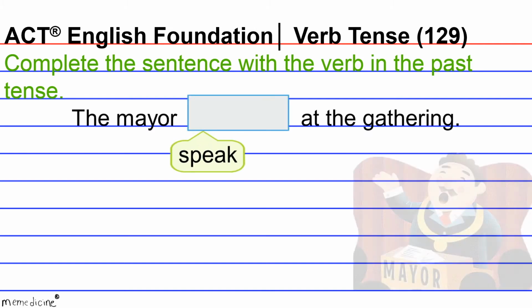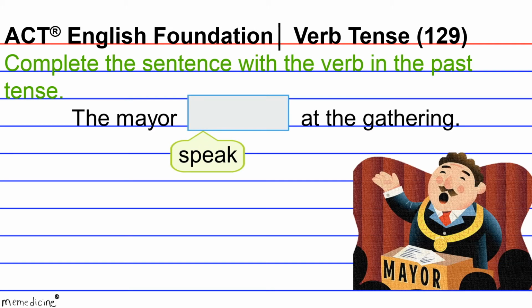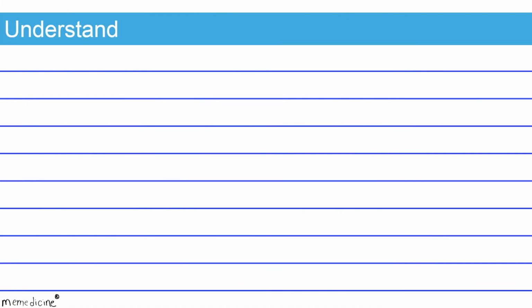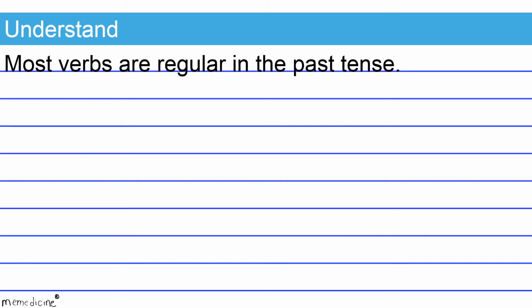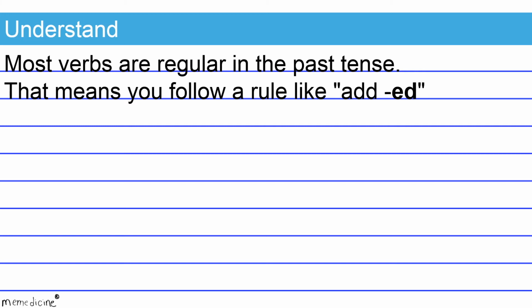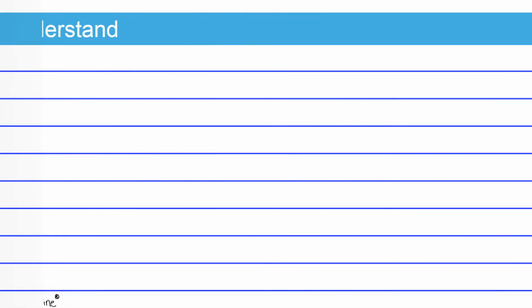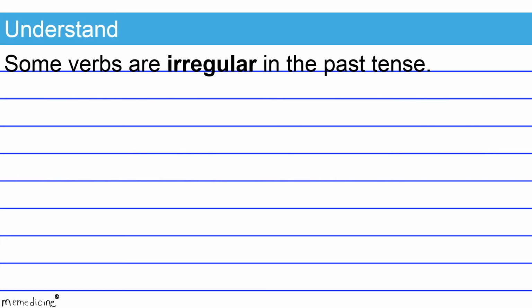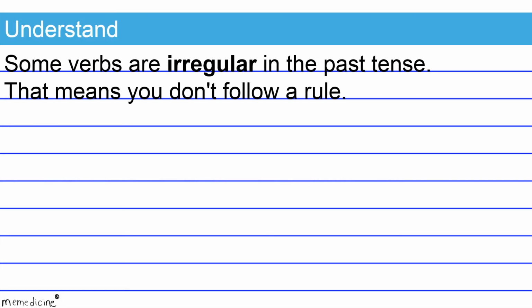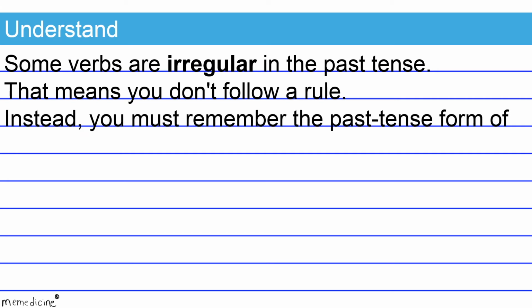The mayor blank at the gathering. The task here is to shift the tense of speak to its simple past tense verb form. Here's what I need you to understand. Most verbs are regular in the past tense. That means you follow a rule like add ed or add d to get the past tense form of the verb. Some verbs are irregular in the past tense. That means you don't follow a rule. Instead, you must remember the past tense form of the verb.